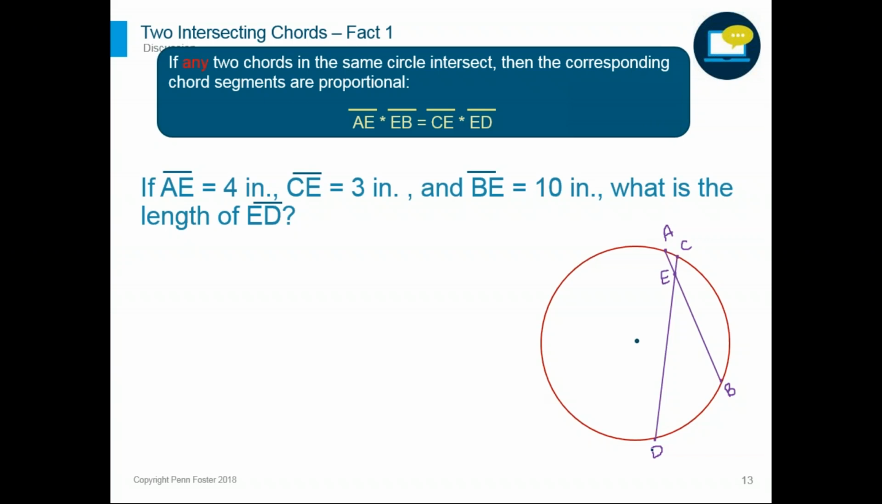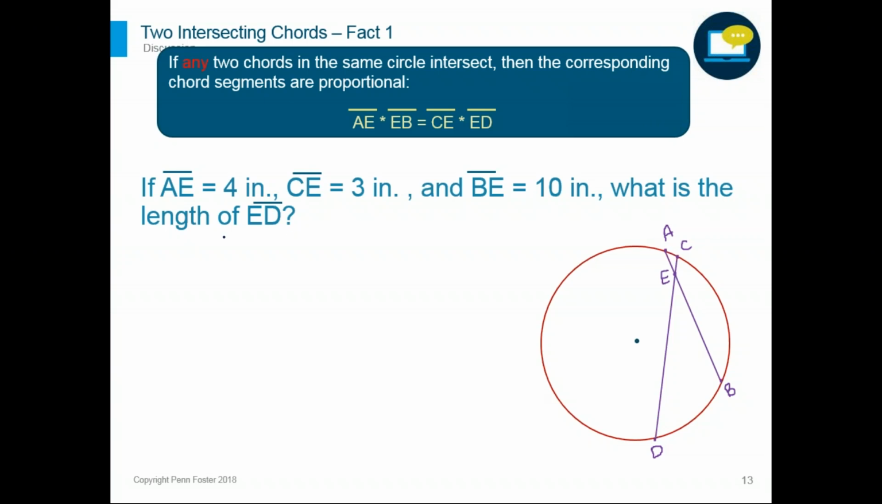If that happens, that any two chords intersect, then we can translate that proportion by saying that the length of segment AE times the length of segment EB, which comes from the same chord, equals the length of CE times the length of ED, which comes from the other chord.